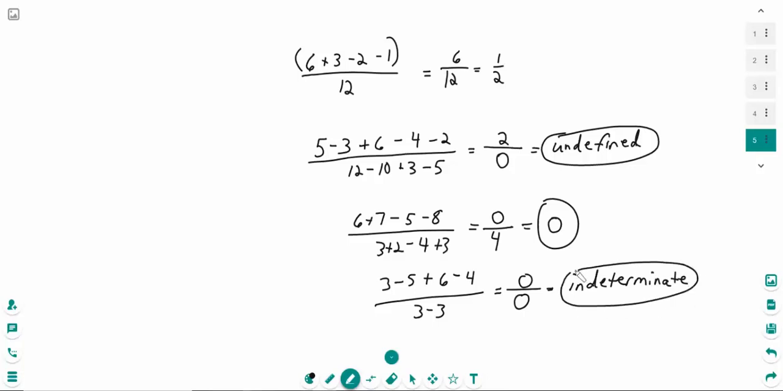Which is kind of another way of saying we don't know what the answer is, but we're making a little bit of a stipulation here. It's not the same as undefined. So they kind of look the same. They're both something we don't understand right now. But again, indeterminate, we'll be able to work with that a little bit in the future, but we never really are able to work with undefined. So that's why we define them as such.